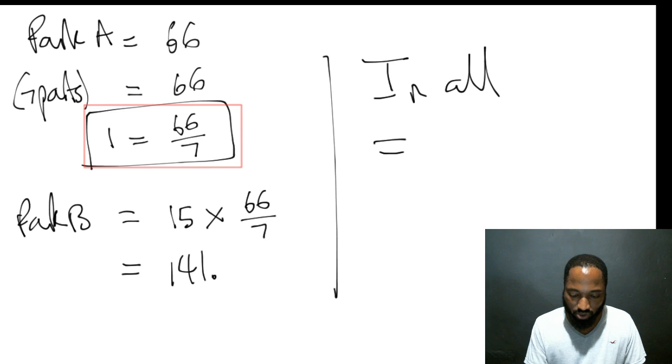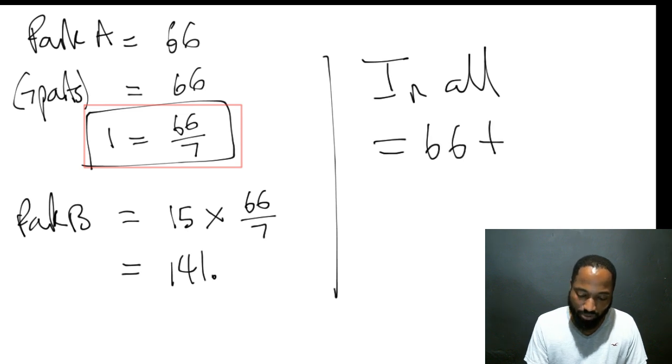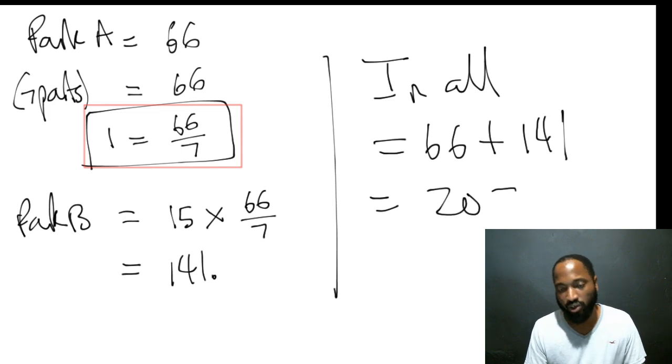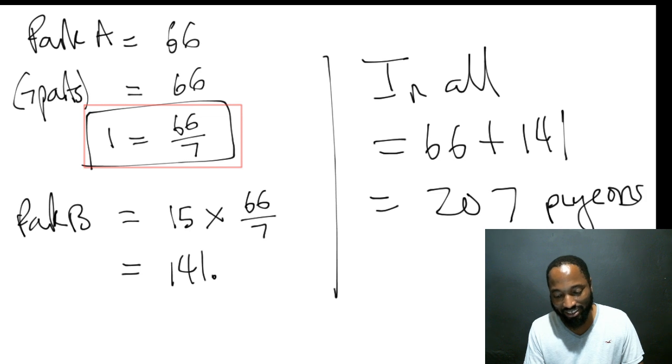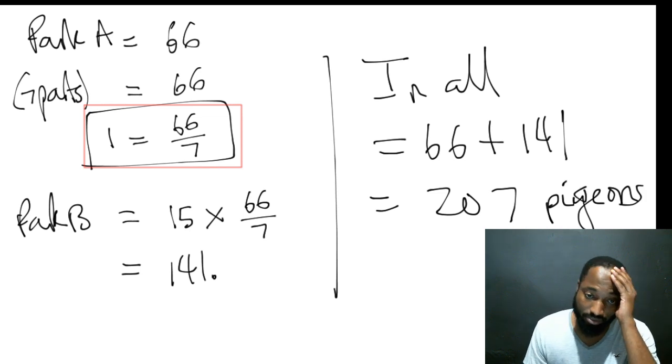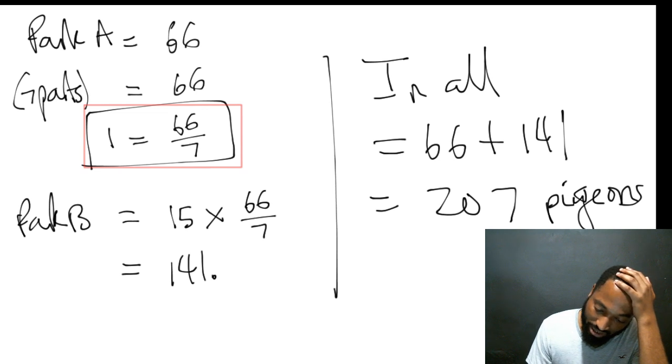And then in all, I'll add up the 2 numbers in the parts. So it'll be 66 plus 141, which is 207 pigeons. Spell it correct this time. That's it. Alright.